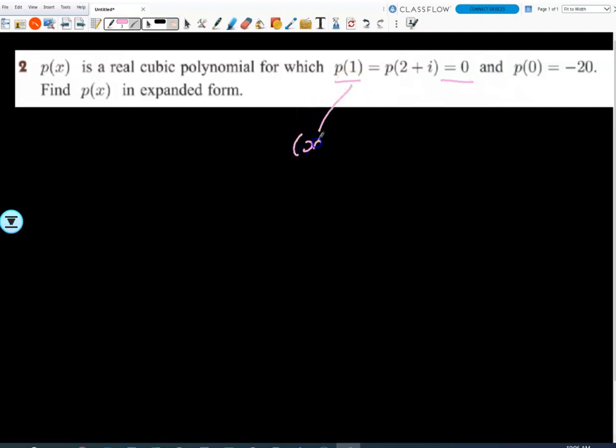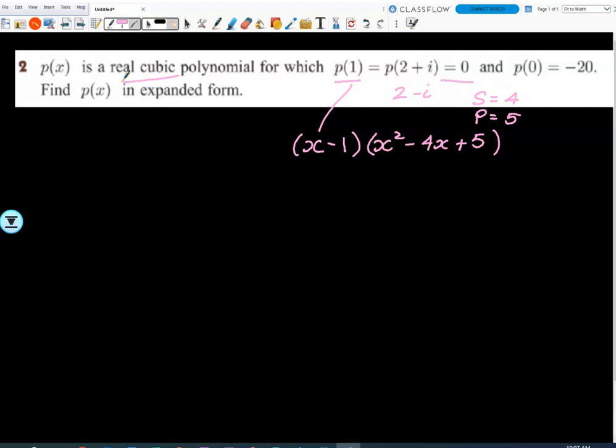Wouldn't that mean that x take 1 is a factor. As you were saying, if 2 plus i is a 0, then 2 take i is also a 0, it's a conjugate. And so once again, the sum would be 4, the product would be 5, and that would give me, reverse the sign, and keep the sign. It's a cubic. Am I good with that?